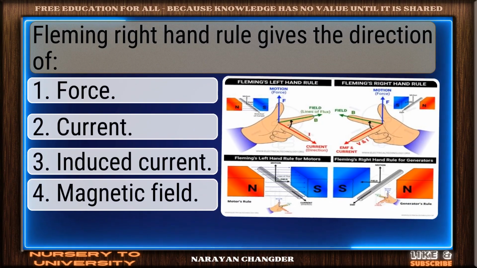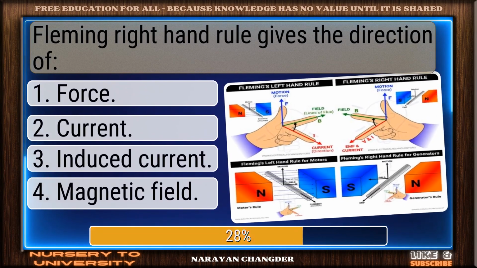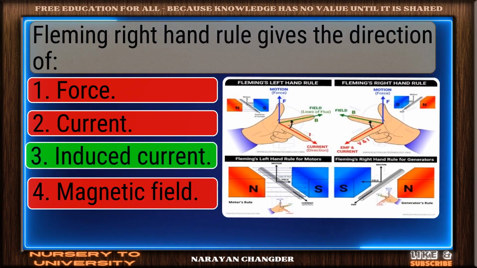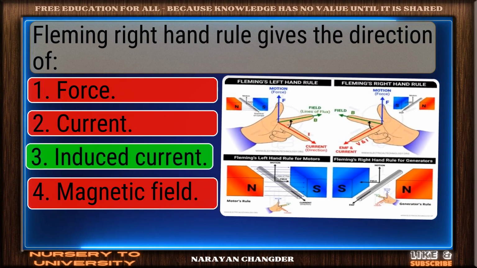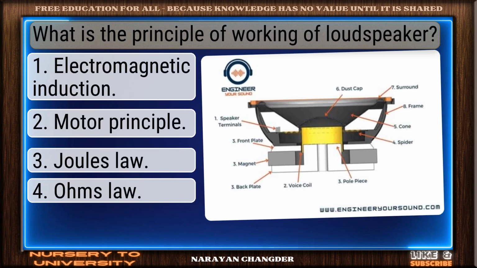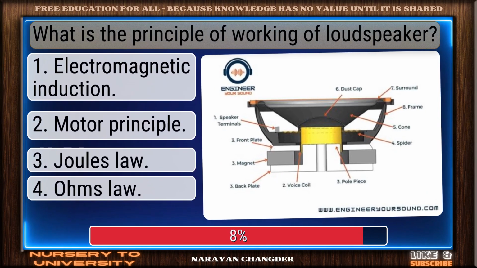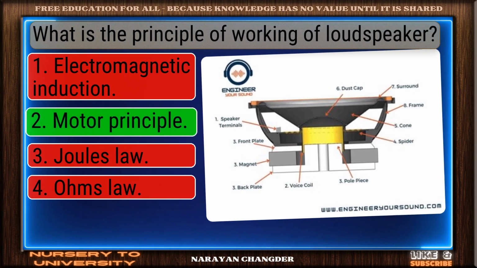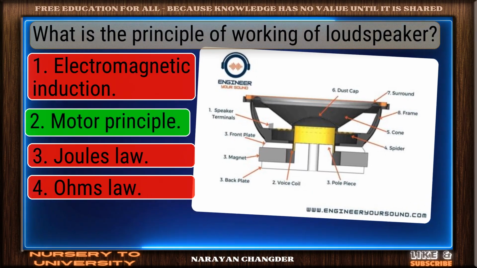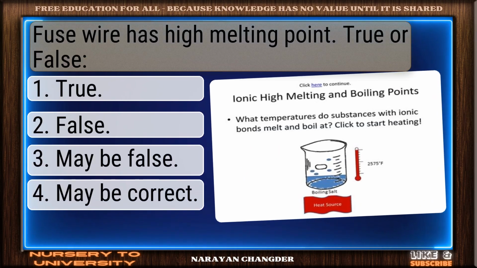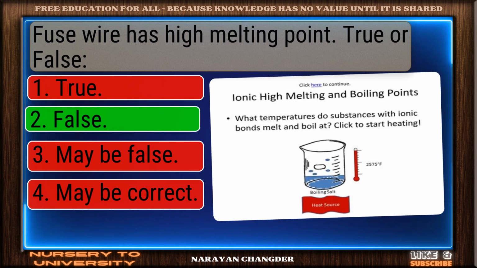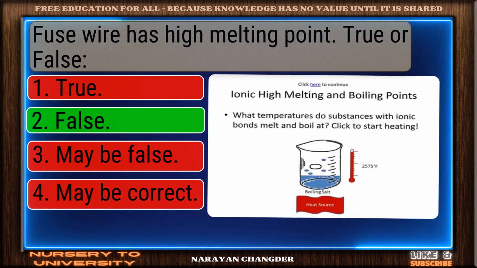Fleming right-hand rule gives the direction of? Exactly. Induced current makes sense. What is the principle of working of loudspeaker? Good thinking. Motor principle is right. Fuse wire has high melting point. True or false? Smart move. False is accurate answer.